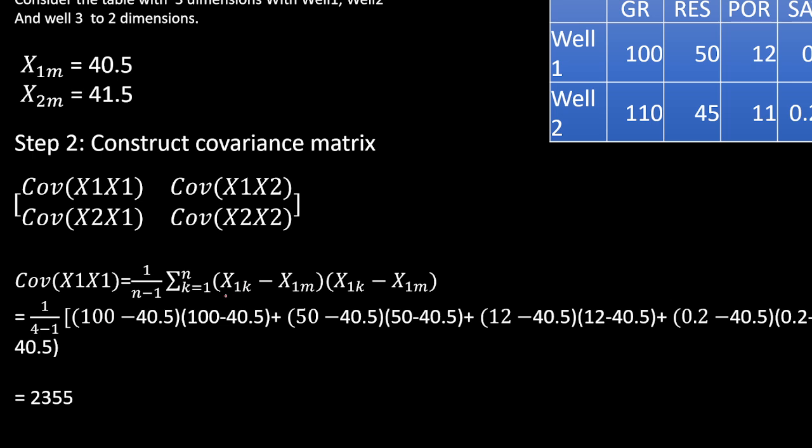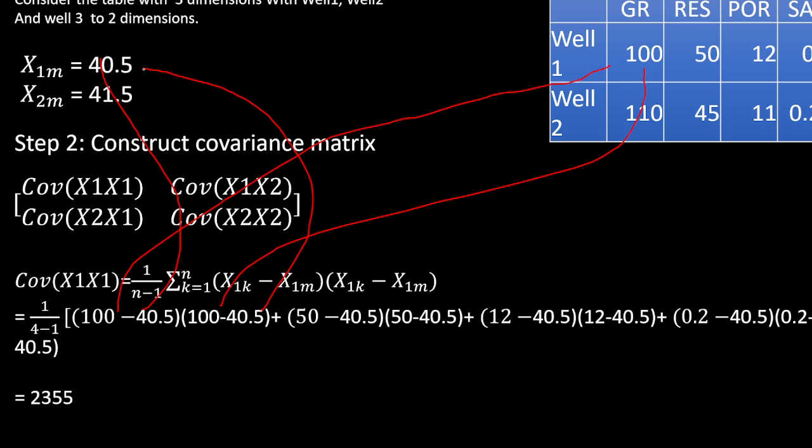So you can see, when you are elaborating, when you are opening this equation, the first value is 100 minus your x1m, and the second value will also be 100. Why? Because this is x1k minus x1m into x1k minus x1m. So this is also 100, and this is also your median value.